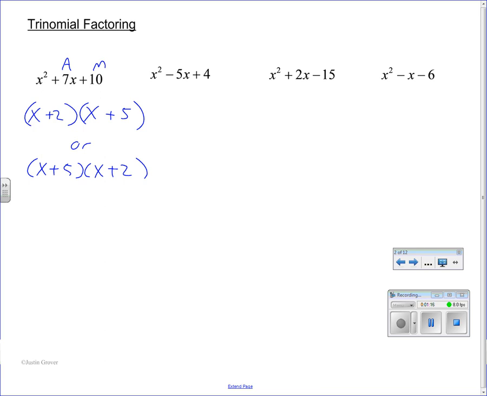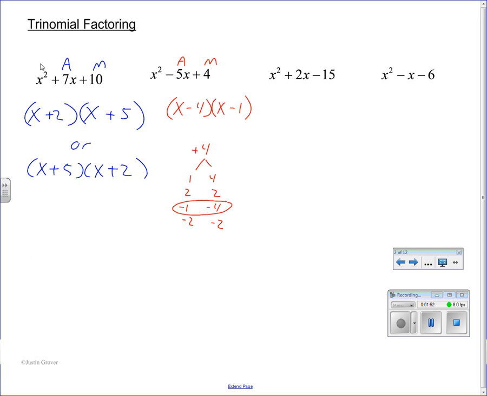x squared minus 5x plus 4 is the same type of factoring method. We look for things that multiply to +4 and add to -5. This time it's x minus 4 and x minus 1. Again, you have to think of all the numbers that multiply to +4, and those were +1, +4, +2, +2, -1, -4, -2, and -2, where -1 and -4 was the only pair of factors that adds to -5.